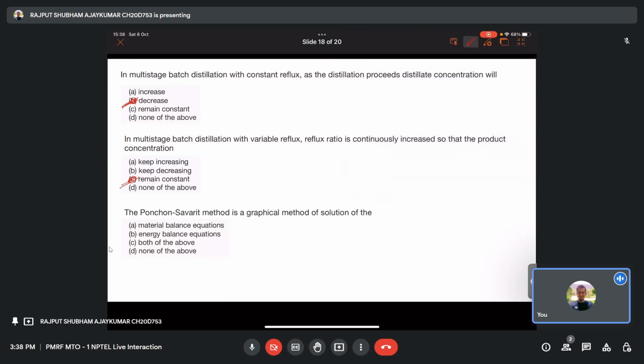So the third question: the Ponchon-Savarit method is a graphical method for the solution of. Like I already discussed, how this Ponchon-Savarit method works.